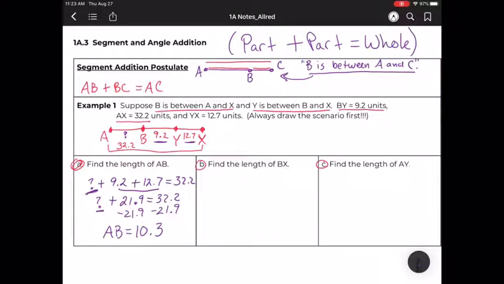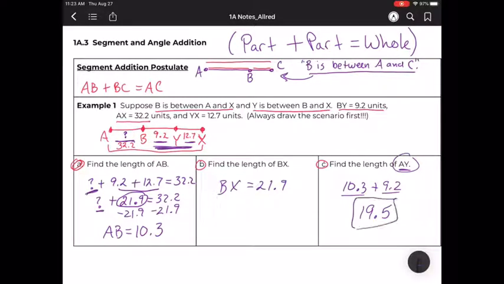Now they want you to find the length of BX. Well, we kind of already did that. To find the length of BX, we added those together, which is my 21.9. There we go. And now to find the length of AY, we're going to take the answer for AB, which was 10.3, and BY, 9.2, and add them together, because this part plus this part will equal the whole thing from A to Y, giving us 19.5.